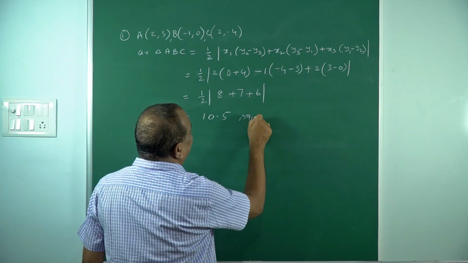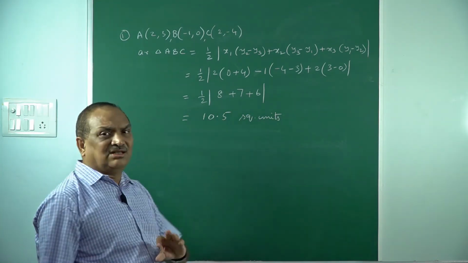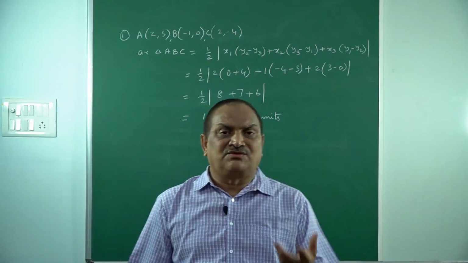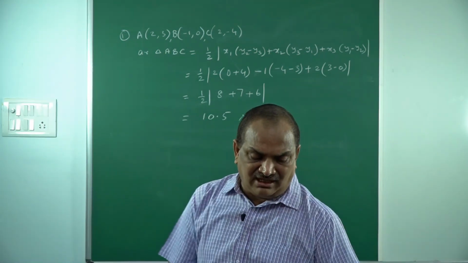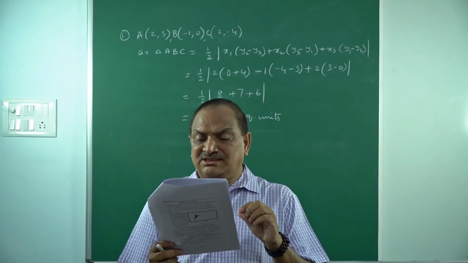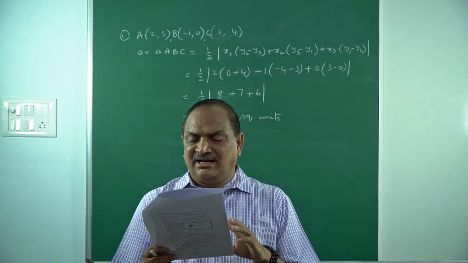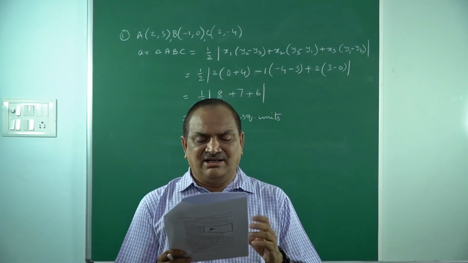And you just simply write square units because it's the area. So this is how we work it out. The same thing goes even if you have a quadrilateral. Find the area of the triangle formed by joining the midpoints of the sides of the triangle whose vertices are given, and find the ratio of this area to the area of the given triangle.